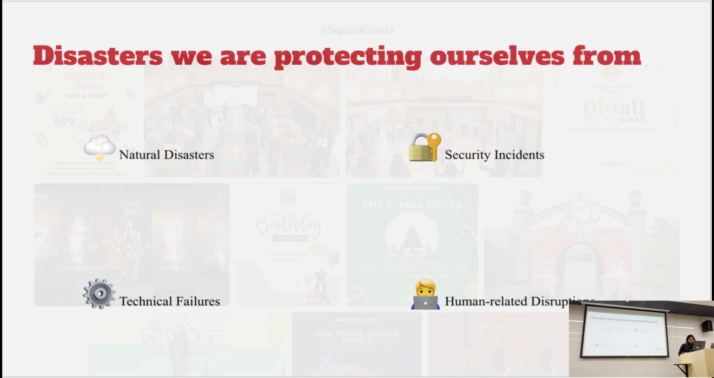And human related disruptions majorly means, let's say you deployed a wrong code on production which led to some outage, any sort of configuration error, any accidental deletion of data. So all these are human related disruptions.